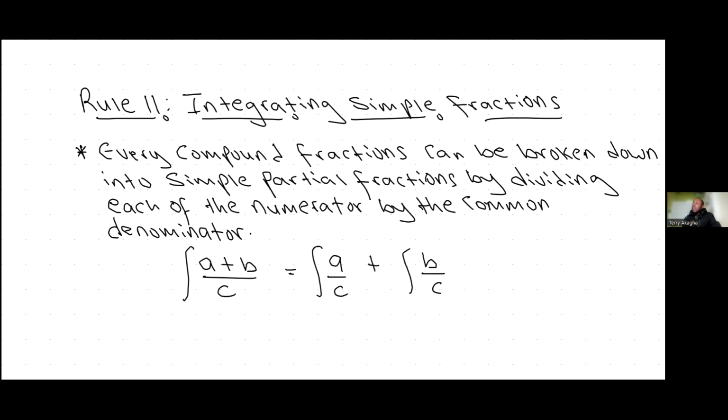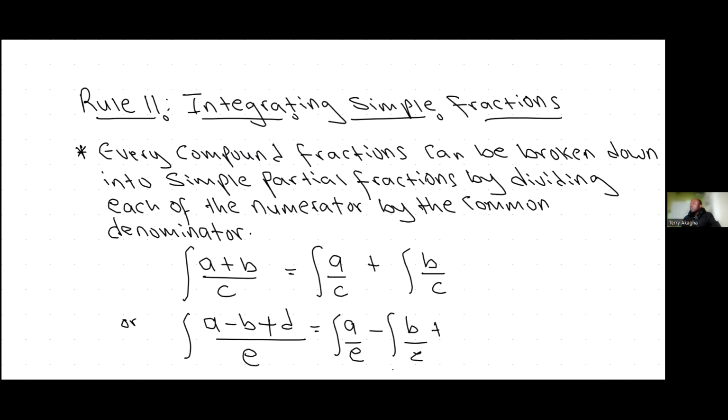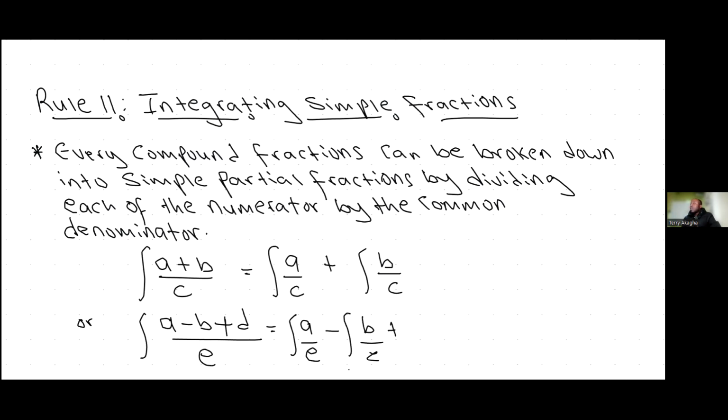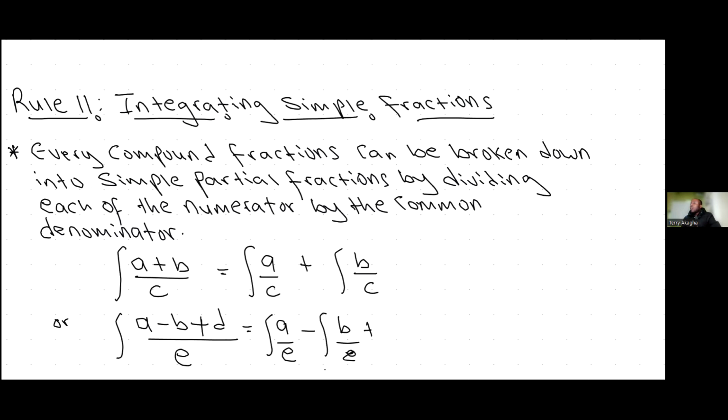Or you can also say, if for instance you have a minus b plus d all over e, or you can put plus here if you want to make it interesting. So it's going to become the integral of a over e, all right, minus the integral of b over e, then plus the integral of d over e. All right, so this is how you can do this.